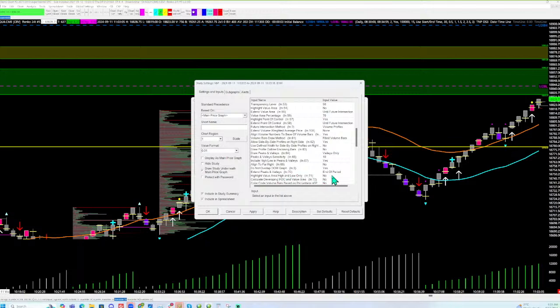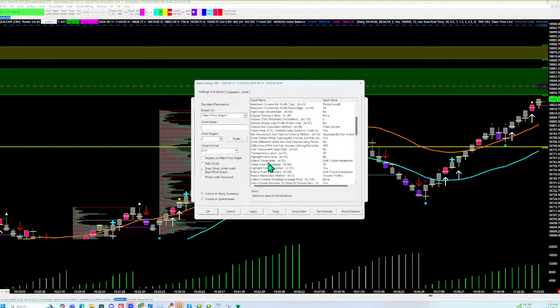Extend peaks and valleys to end of period. So when you highlight it, it'll give you a message. And then that's it. Okay, and then to highlight the point of control is somewhere up here.